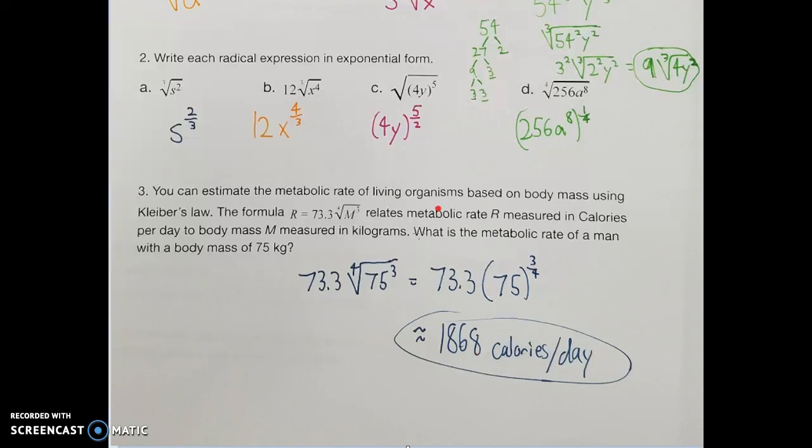So just make sure that you can go back and forth. If I take a radical, make sure you can write it as a rational exponent, and vice versa. If I start out with a rational exponent, make sure you can write it as a radical. It's the biggest idea, I think, to understand from 7.5, but we'll work on some questions in class.